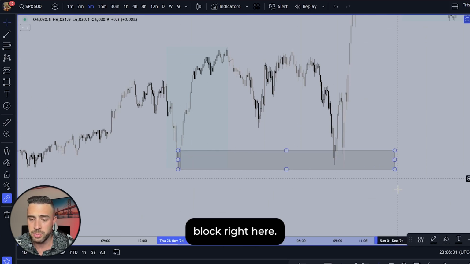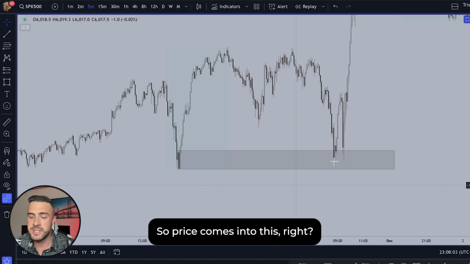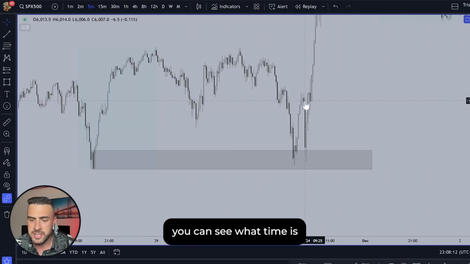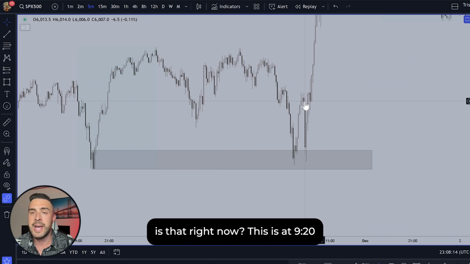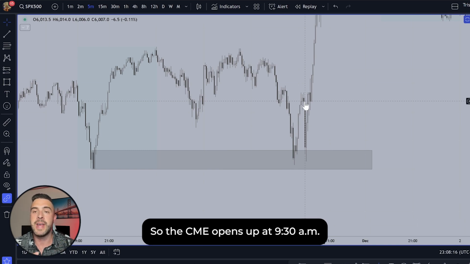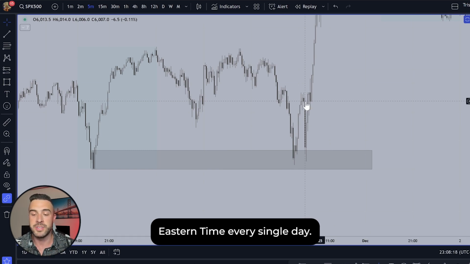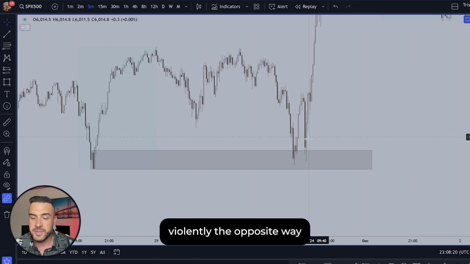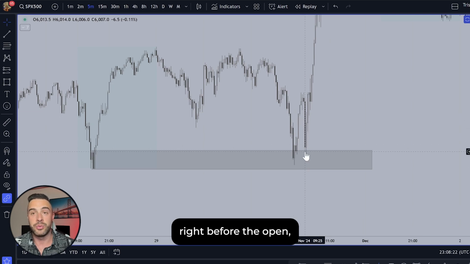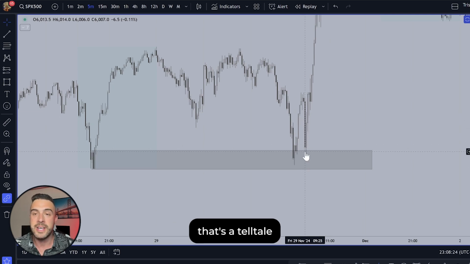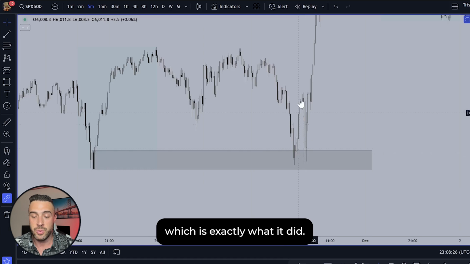Well, there's a nice order block right here. So price comes into this, right? Not only that, but if we look a little bit closer, what time is this at right now? This is at 9:20. So the CME opens up at 9:30 a.m. Eastern time every single day. So when price rips violently the opposite way right before the open, that's a telltale that it's going to reverse, which is exactly what it did.